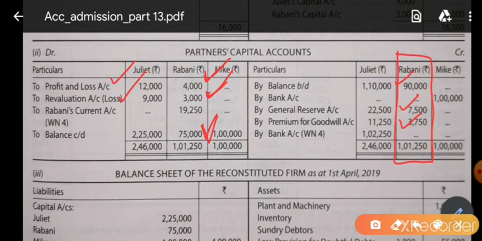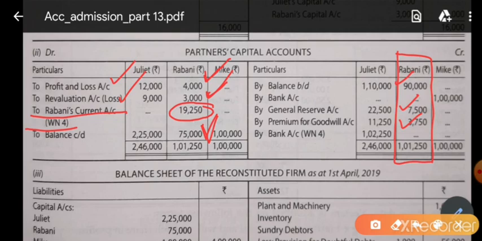But question has said that surplus will not be refunded. It will be transferred to current account. So instead of writing to bank, we have written to Rabbani's current account. So 19,250 rupees will be transferred to Rabbani's current account. So this way we have completed the adjustment of capital of old partners on the basis of new partner.